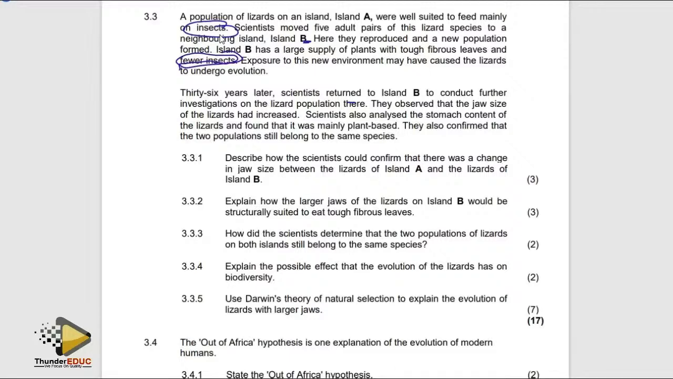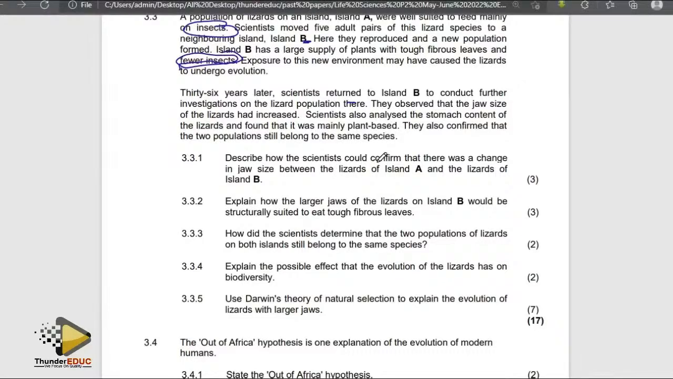Describe how scientists could confirm that there was a change in the jaw size between the lizards of island A and the lizards of island B. So the question might not come like this, but it can come in a different version. So we shall go and see exactly where we need to get the answers from.